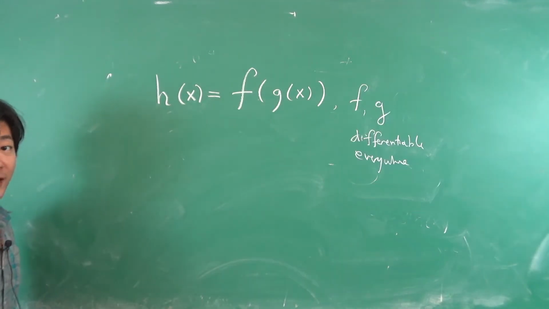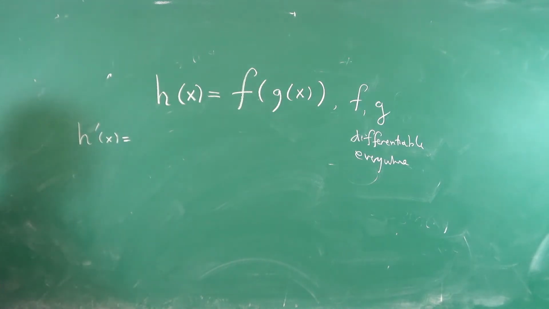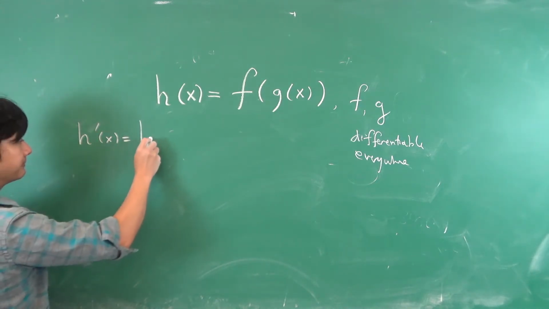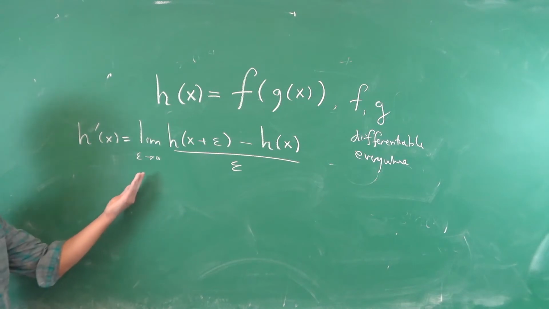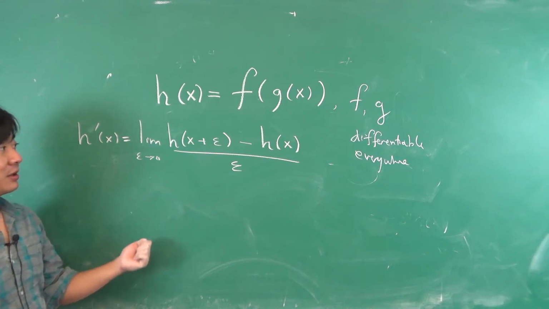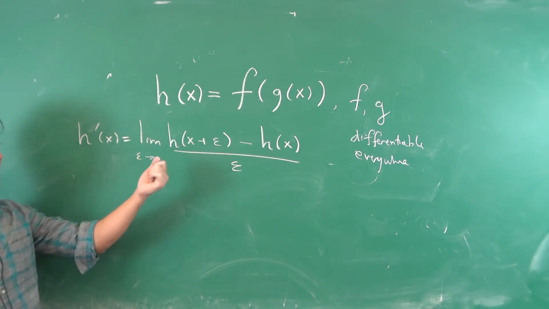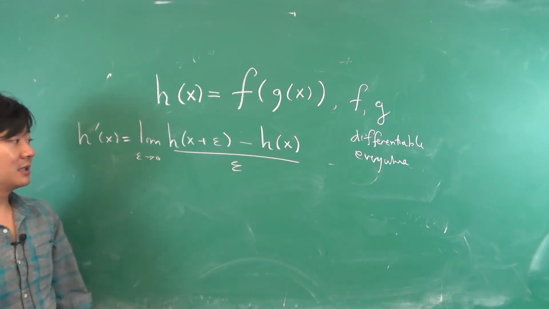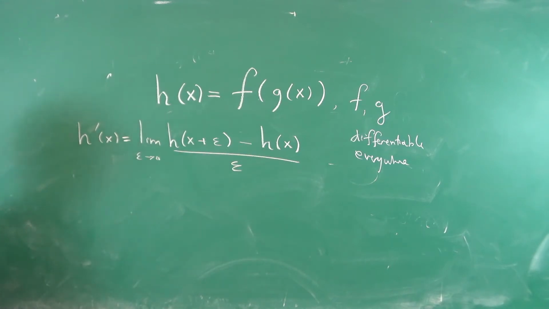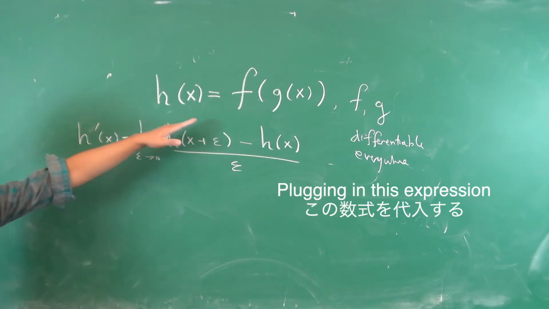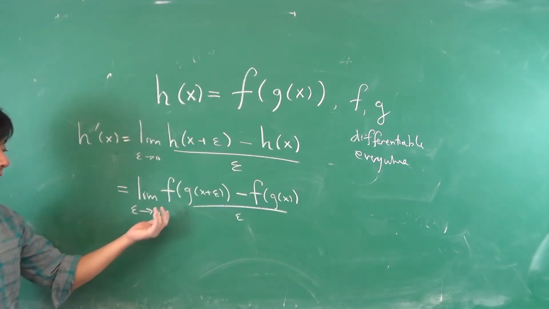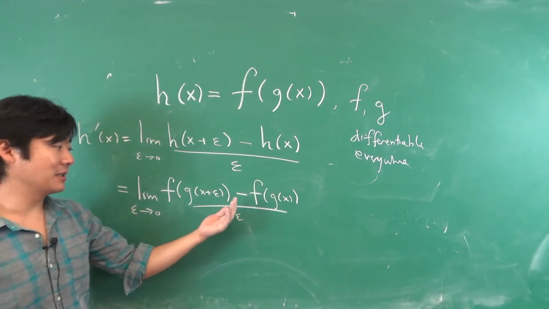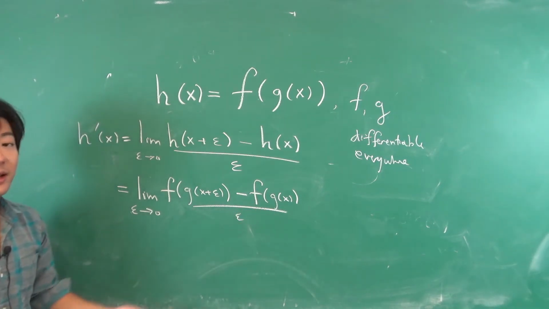Well, let's write out the definition of the derivative for h. That would be the limit as epsilon goes to 0 of h of x plus epsilon minus h of x divided by epsilon. Now plugging in this expression for h, we have f of g of x plus epsilon minus f of g of x divided by epsilon.